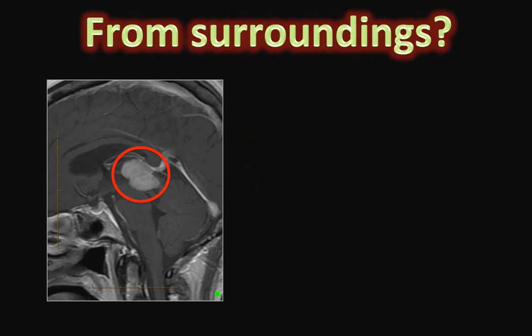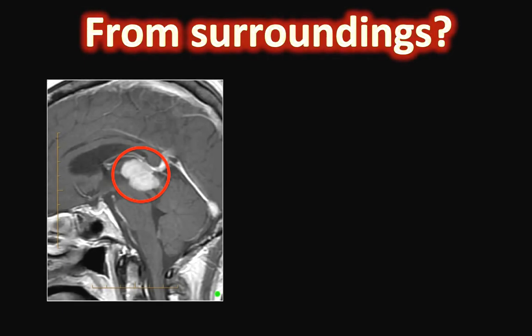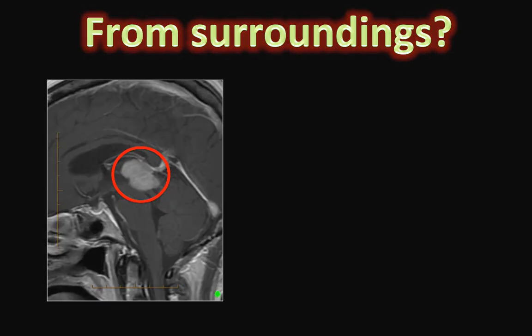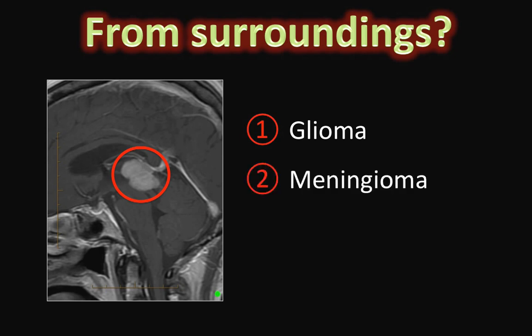Do not forget that you might have abnormalities that arise from structures that surround the pineal gland instead of arising from the pineal gland itself. Remember that you have the tectal plate, so you might have a tectal plate glioma. You have meninges, so you could see a meningioma, and several other entities if you consider the anatomical structures that live there.